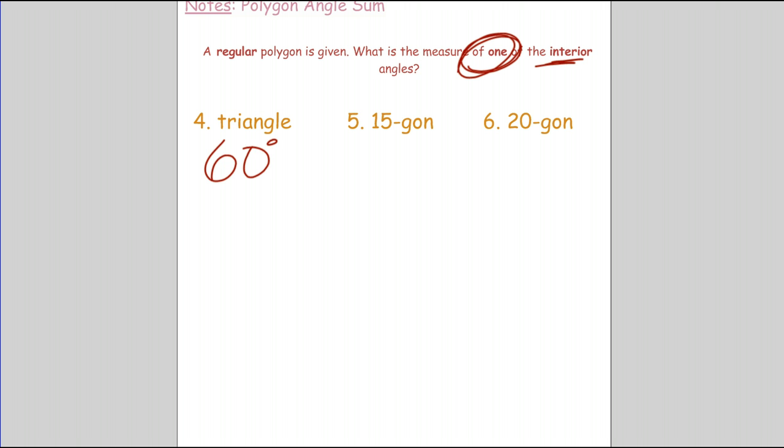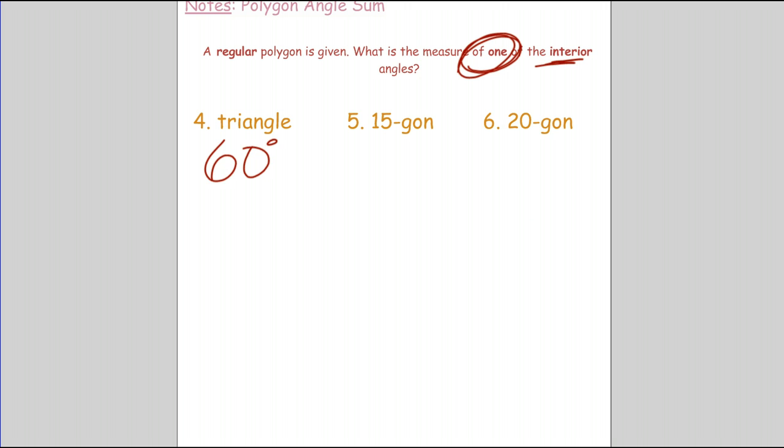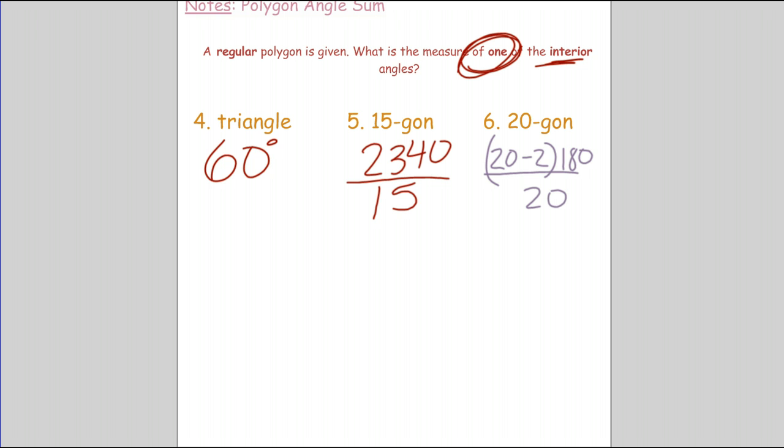How many degrees were in a 15gon? 2,340. So you take how many degrees, and what do I divide it by? How many angles? It's a 15gon. So you take it and you divide by n. n is the number of sides. Here, look at number 6. n minus 2 times 180 divided by n. That's how you do it.